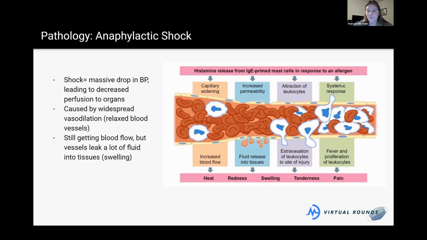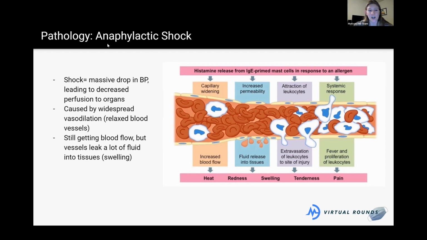And then systemically, we're just going to have an overall increase in our immune response and in our inflammation, which can cause fever, pain, and that drop in blood pressure that we're really concerned about.